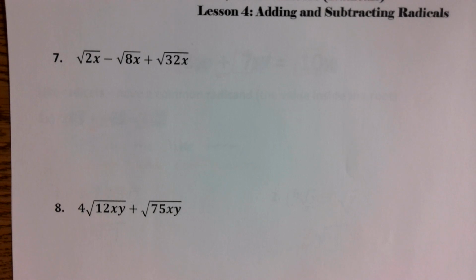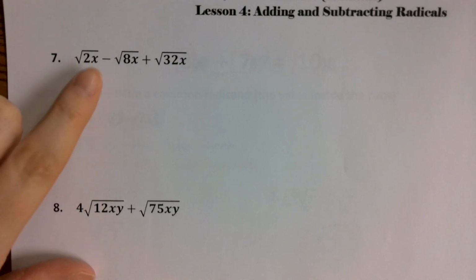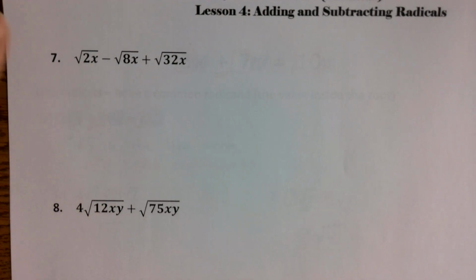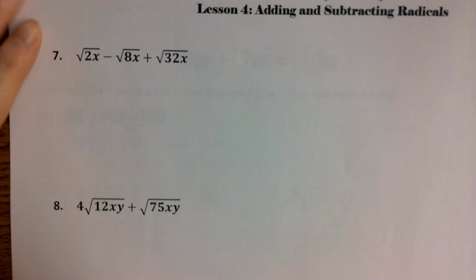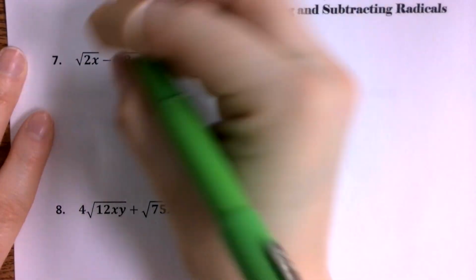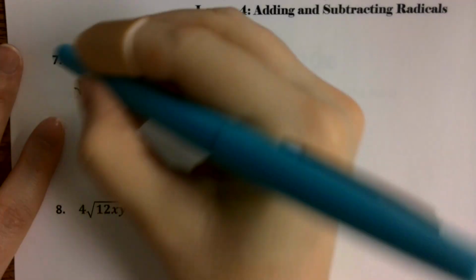So if we're looking at problem number 7, we have the square root of 2x minus the square root of 8x plus the square root of 32x. So we need to go ahead and simplify these to see if we can get anything that is of like terms. Can we simplify 2x? No, that's as simplified as it's going to get, so it's going to stay as it is. Is it a perfect square at all? No, there's nothing in here that's a perfect square, so it's just going to stay the square root of 2x. Then we've got our minus sign.